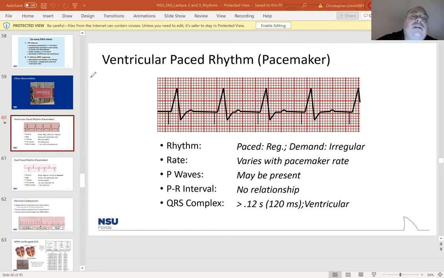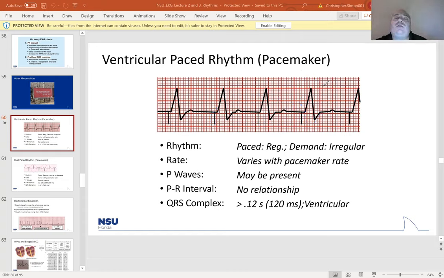So basically what you see, let me get a different color. See this line right here that goes downwards from the baseline? It's hard to see on this strip, the black line right there, but that is what we call a pacer spike. So that's electricity being provided by the pacemaker. If the pacemaker is working properly, you will have a pacemaker spike and then a ventricular contraction. Pacemaker spike, ventricular contraction, pacemaker spike, ventricular contraction, like that, right?